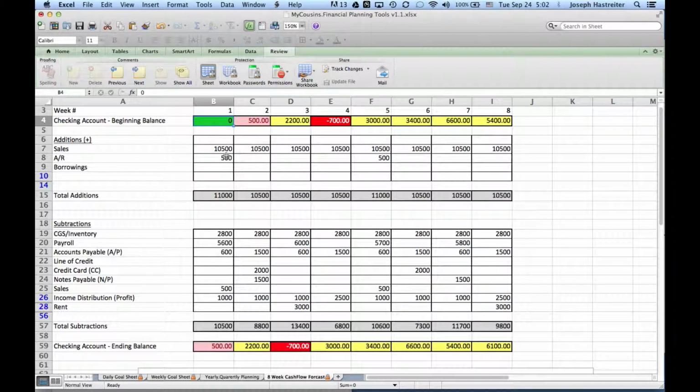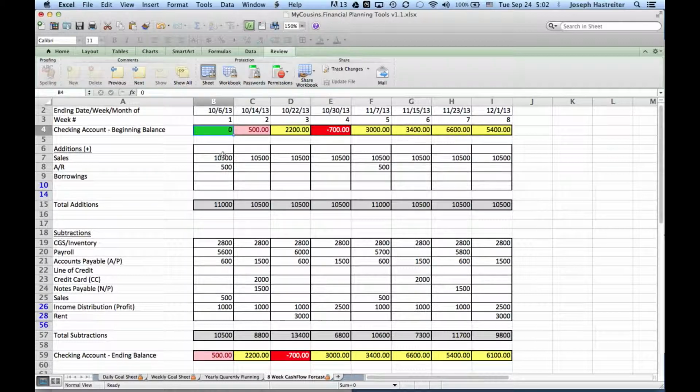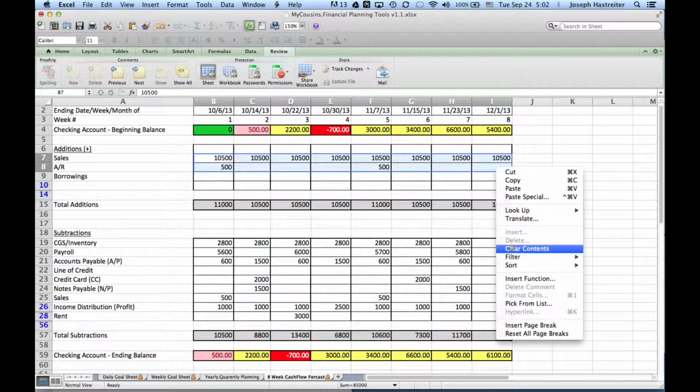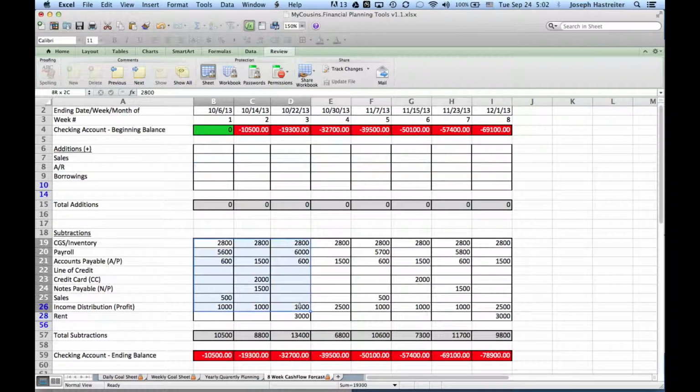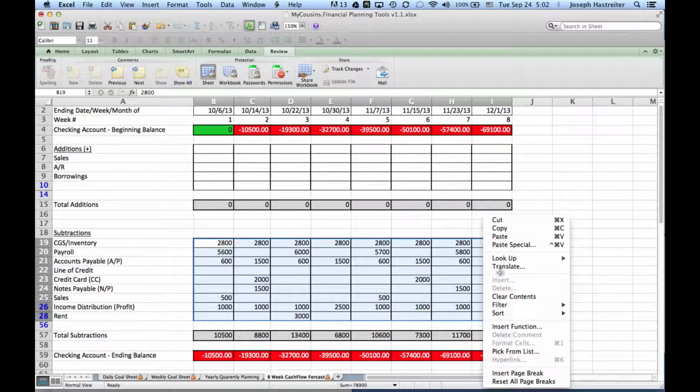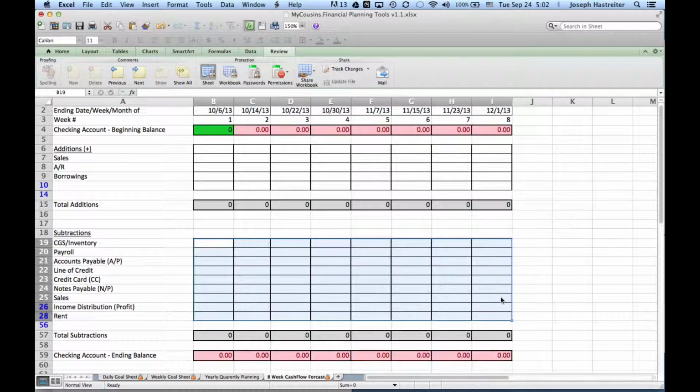So let's pretend we are going to start from scratch, and I'm just going to clear the contents of this, and we're going to refill in the same numbers, but we want to fill them in to give you a better idea of how this is going to work. So let's just start here.